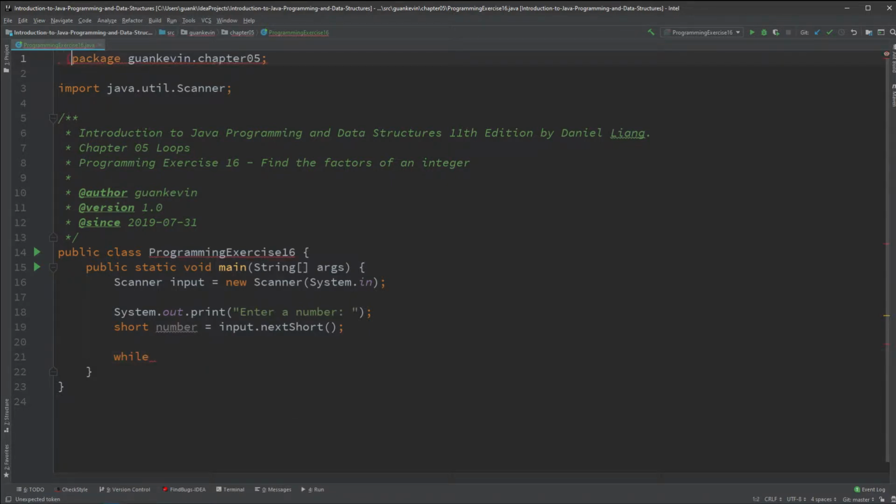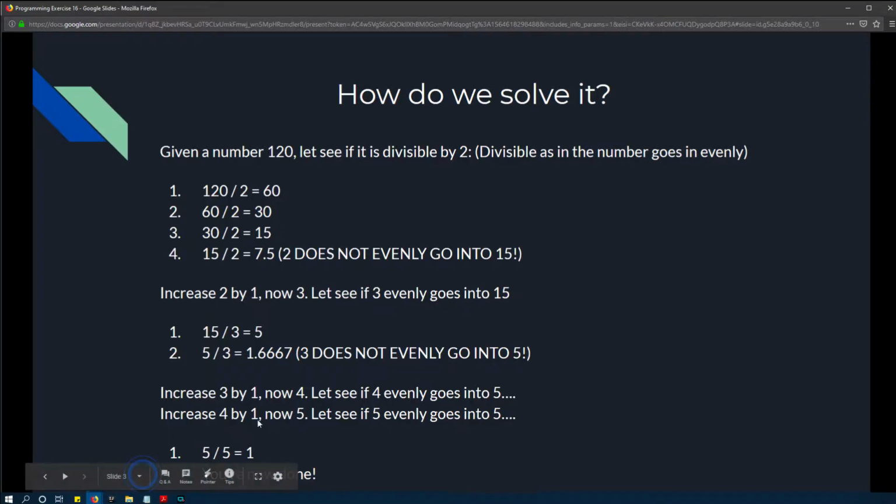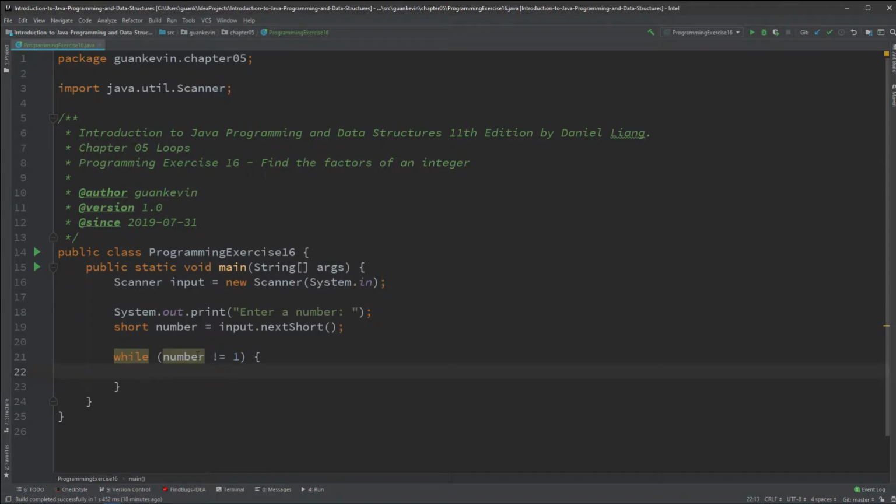While number does not equal 1. That will be our base case. Once number reaches 1, then we stop. Once it reaches 1, which means it can't be divided by anything else besides 1, we stop. We don't have to find any more factors. There are no more factors to go into 1.